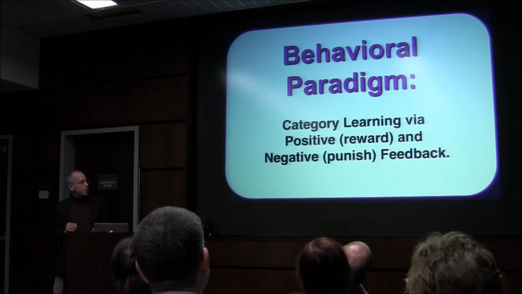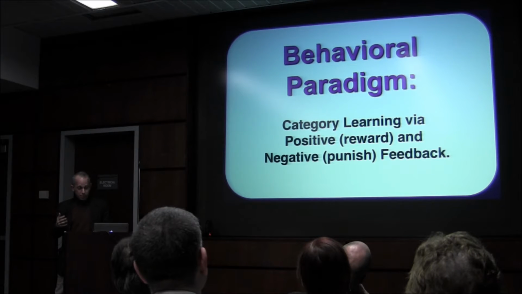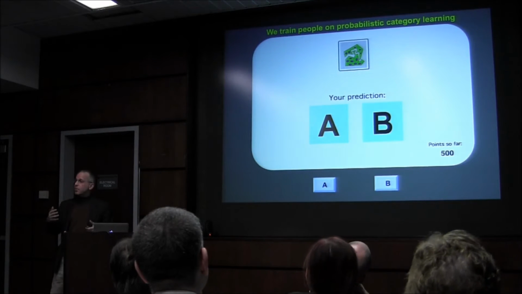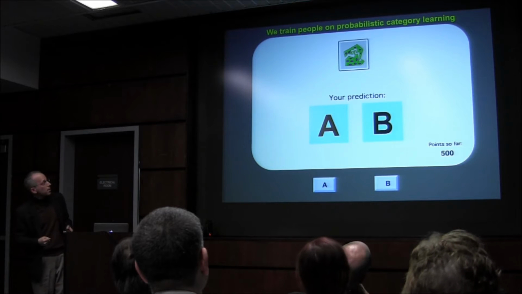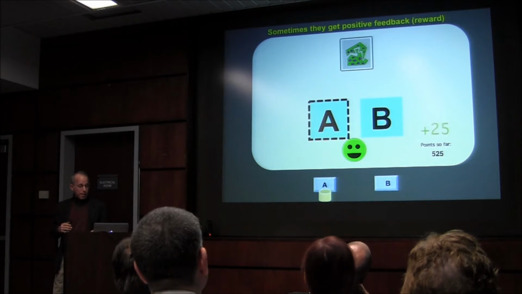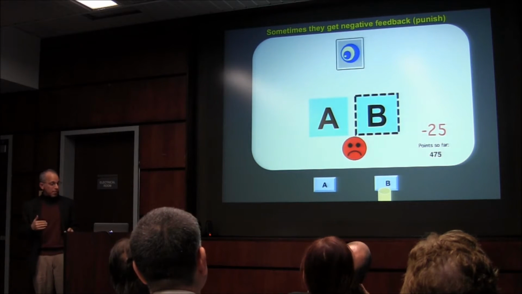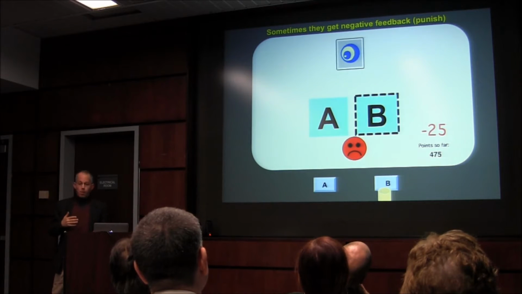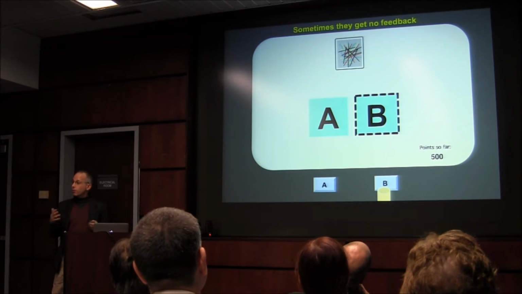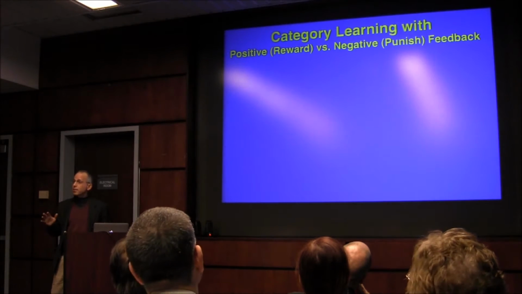So the behavioral paradigm is a category learning task in which learning is both by positive reward and negative feedback or punishment. And in this task, people see various little artistic diagrams, and they have to predict whether they go to category A or B. They'll make a prediction, and 3 things can happen. They can sometimes get positive feedback or reward if they get the right choice. They'll sometimes get negative feedback or a punishment if they make the wrong choice. And in this particular experiment, there are also no feedback trials where they won't be informed whether they made the right choice or not. Now, the structure of the task is as follows.